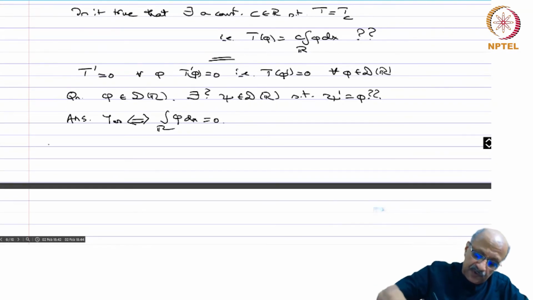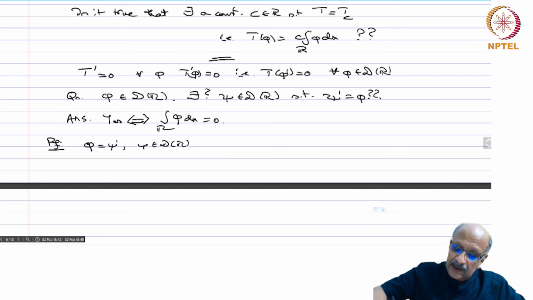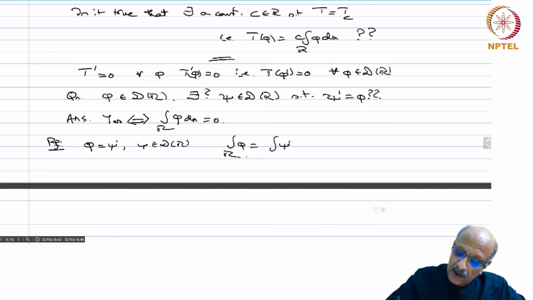So let us prove this. If phi equals psi dash, with psi in D of R, then integral phi equals integral psi dash over R, and this is nothing but the difference of psi at the two endpoints. But psi vanishes at infinity and therefore this is equal to 0. So that's one direction we have proved.